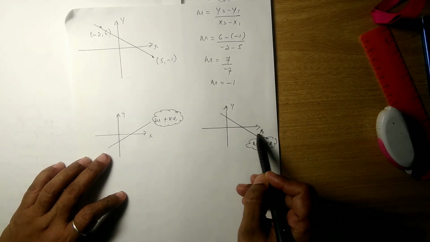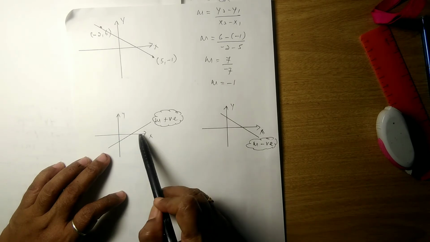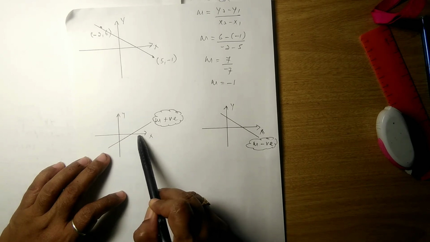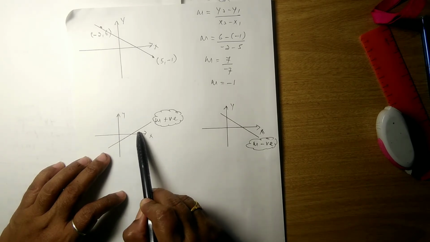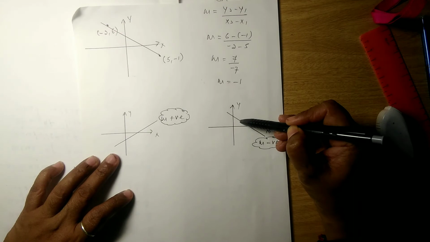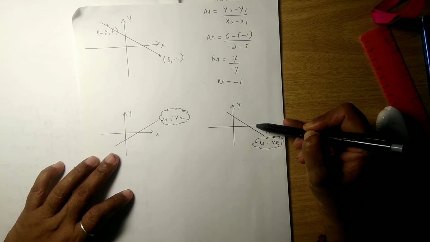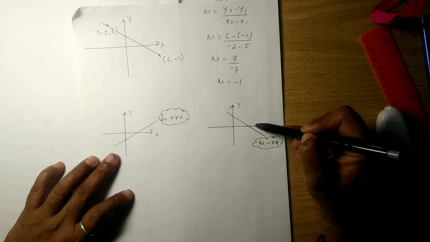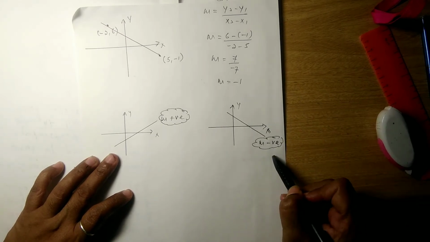How do I know? You always check the angle between the line and the x-axis. If it's an acute angle, it means it's a positive value. Here, the angle between the line and your x-axis is an obtuse angle. Obtuse means my gradient becomes negative.